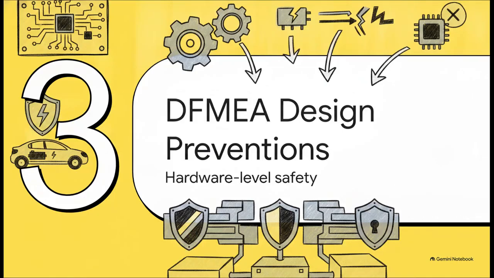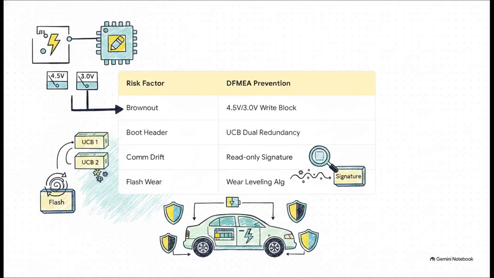Section 3. DFMEA Key Design Preventions. We've seen the architecture, but how do we engineer the physical hardware from day one to survive these faults? This brilliantly illustrates how hardware actively protects software.